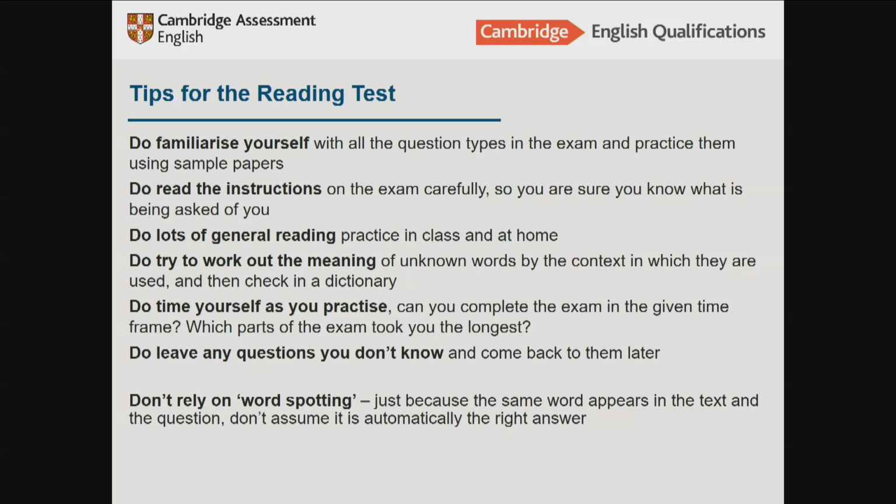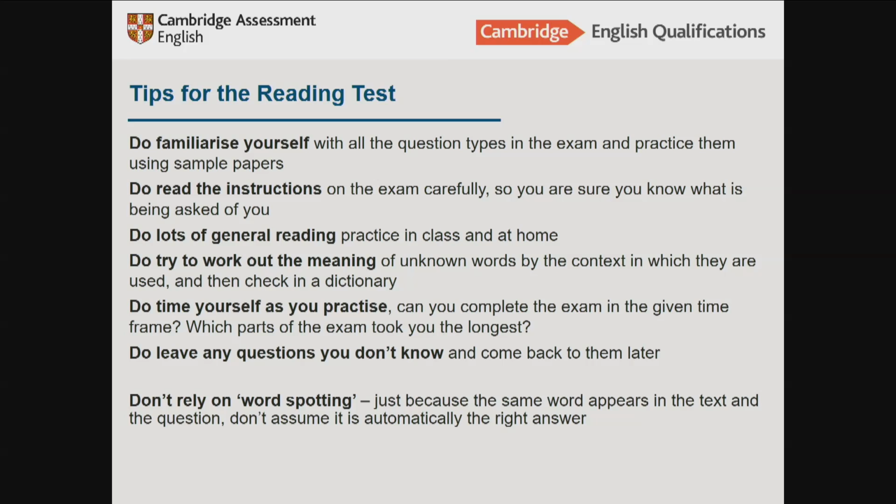You also need to do lots of general reading practice in class and at home to help you to prepare. You can't read enough really. And general reading could be news articles on the internet, or it could be reading a newspaper, or it even could be reading novels or biographies. Just immerse yourself in the English language and read as much and as wide a variety of reading text as you can.